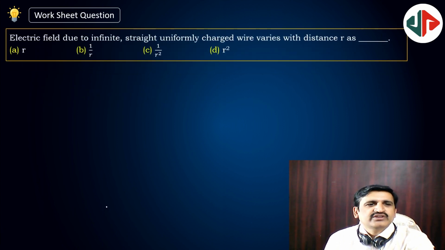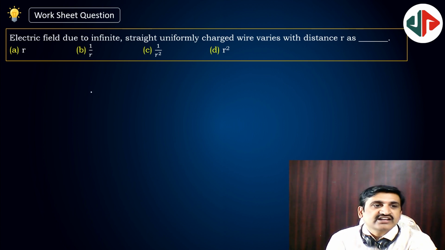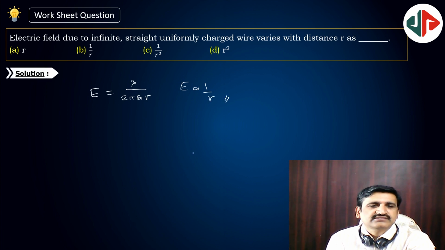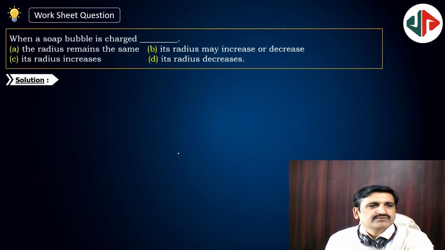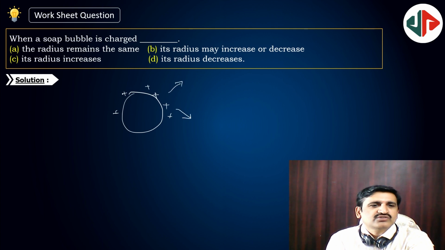Electric field due to an infinite straight uniformly charged wire varies with distance. Electric field due to an infinite charged wire is lambda by 2 pi epsilon naught r. That means E is proportional to 1 by r. Option B. Next. When a soap bubble is charged, its radius increases because the charges are going to repel. So when a soap bubble is charged, the radius increases.